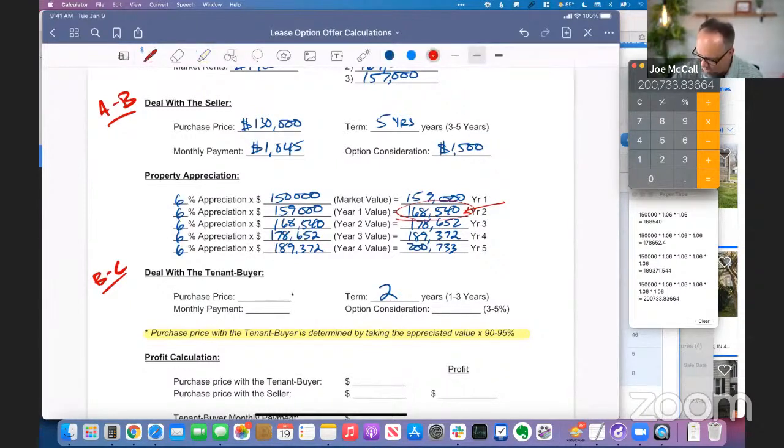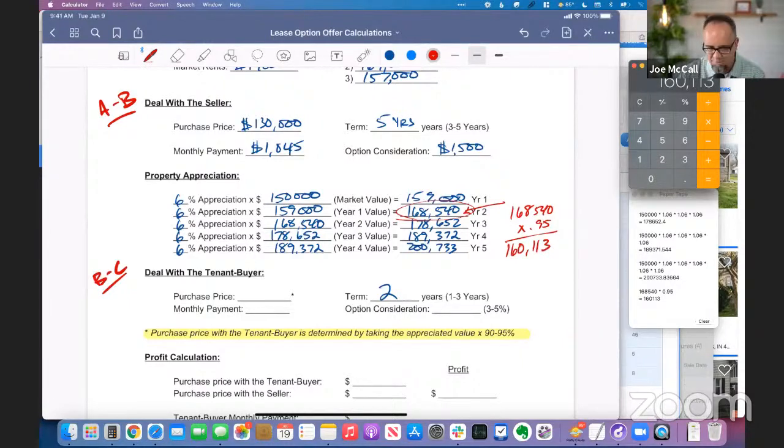So what if I did 168,540 times 0.95? Now, this is, again, just a rule of thumb. You can do this differently if you want, but this is what I like to do. Okay, so 168,540 times 95% is going to be 160,113. All right, so I'm going to set the purchase price on my B2C with the tenant buyer at 160,000.